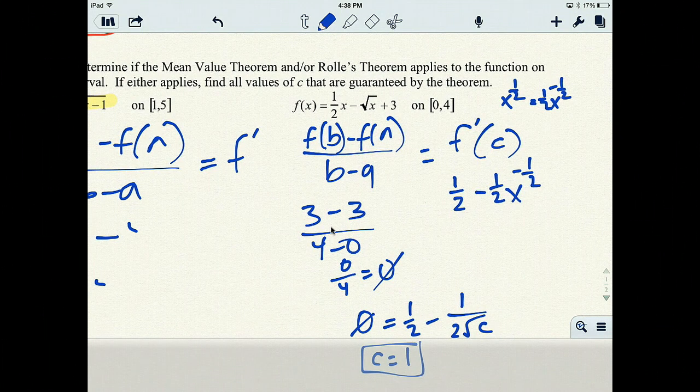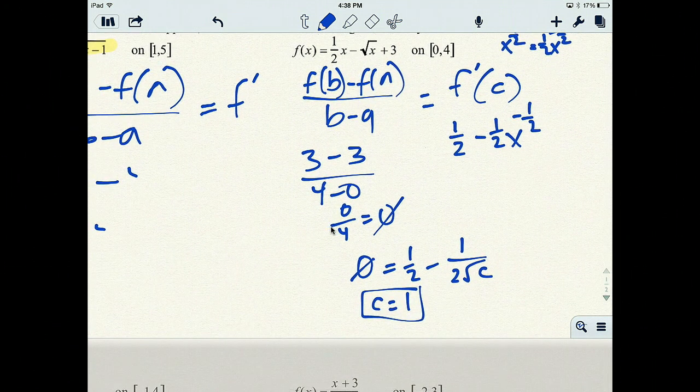So that's all you need to know about mean value theorem and Rolle's theorem. Again, it's very simple. All you do is plug it into the formula and find, again, the number which has the exact same slope as the whole interval.